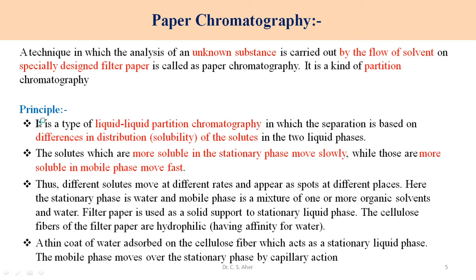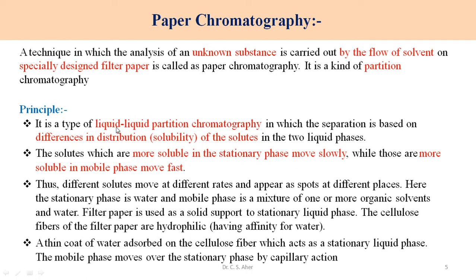What is the principle behind this? It is a type of liquid partition chromatography. So two liquids are there, and in these two liquids the component, the unknown substance, gets distributed. So it is a partition chromatography in which the separation is based on the difference in distribution, that is solubility, of a solid in these two liquids. So that solid is soluble in the two liquids differently, and thus we get the separation or identification.